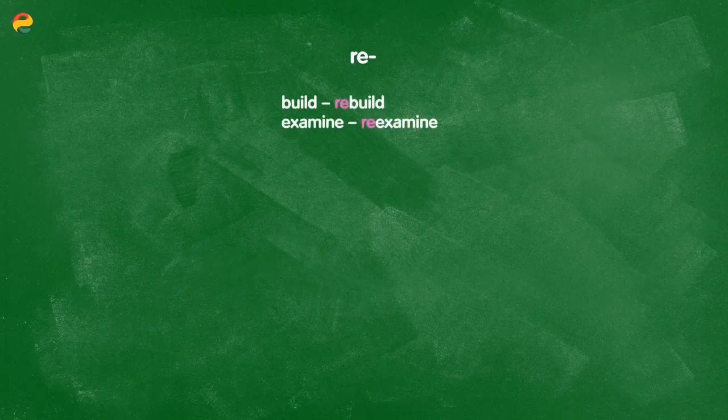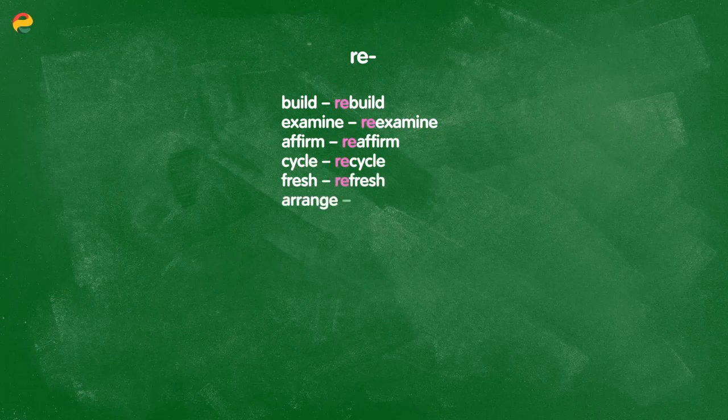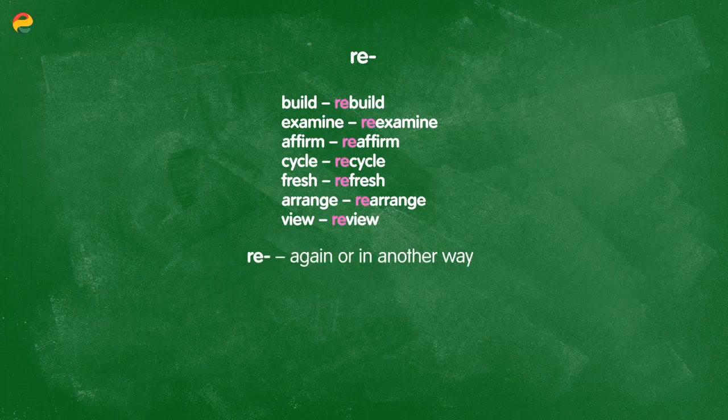In addition, we have the prefix re, which means to do again or in another way. For example, in the phrase build and rebuild, or examine and re-examine, affirm, reaffirm, cycle, recycle, fresh and refresh, arrange, rearrange, view, and review. In these words, you are simply doing something again.